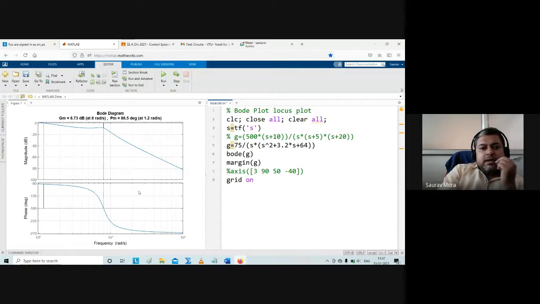Can you see this part? This part is that hump, and it is occurring at somewhere around 8 radian per second. This is 10 raised to 0, which means 1, and this is 10 raised to 1, which means 10. So at exactly 8, the phase crossover is happening, because you are finding this is 64. 64 means omega n is equal to 8 radian per second, that is root of 64.